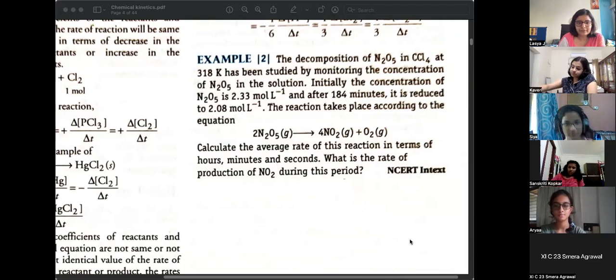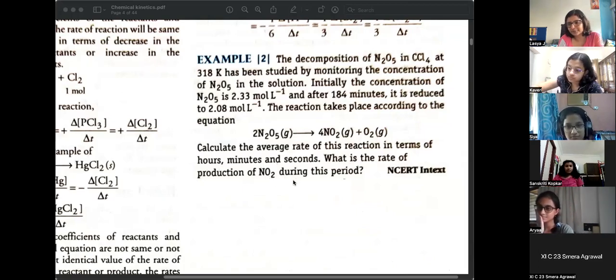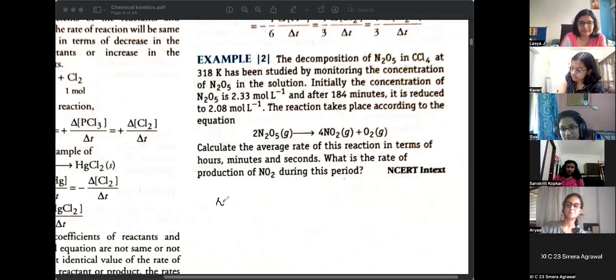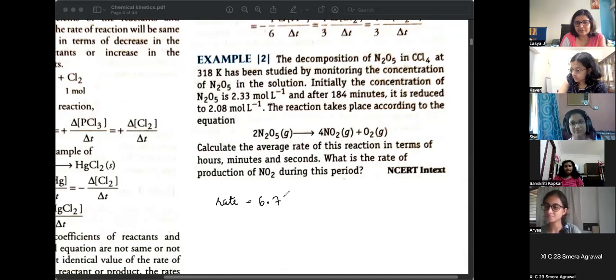They're asking, what is the rate of production of NO2 during this period? So how are you going to do it? You found out the rate. So take the rate as 6.7 into 10 power minus 4 mole per liter per minute.